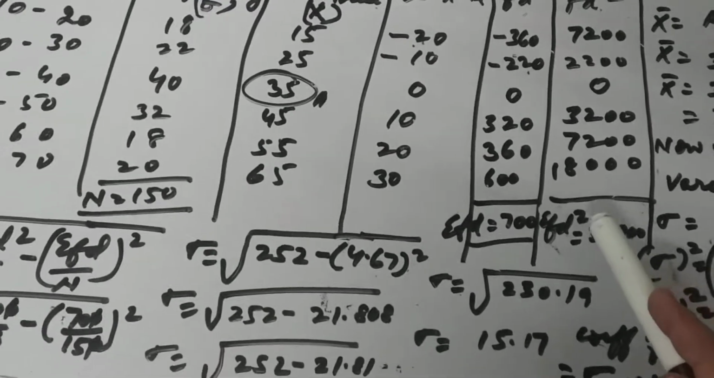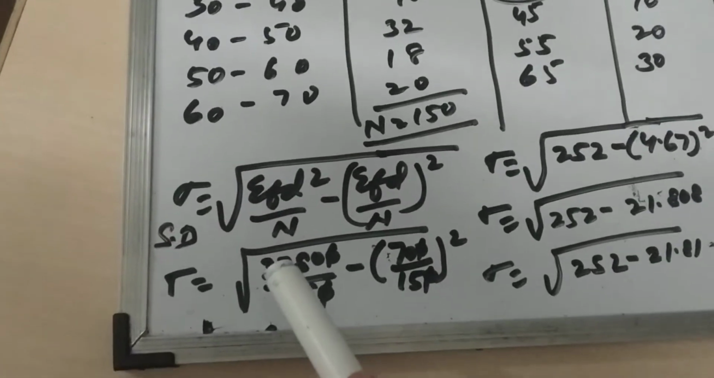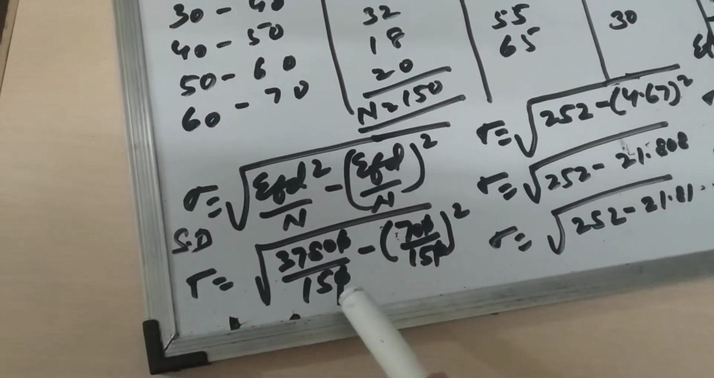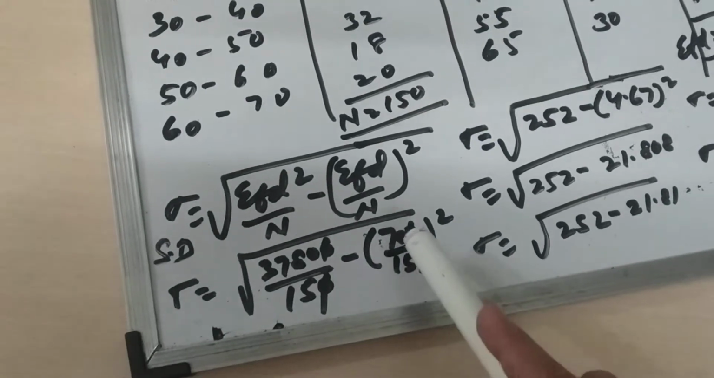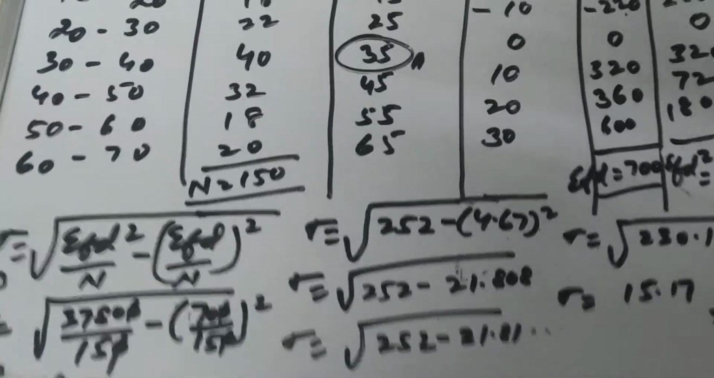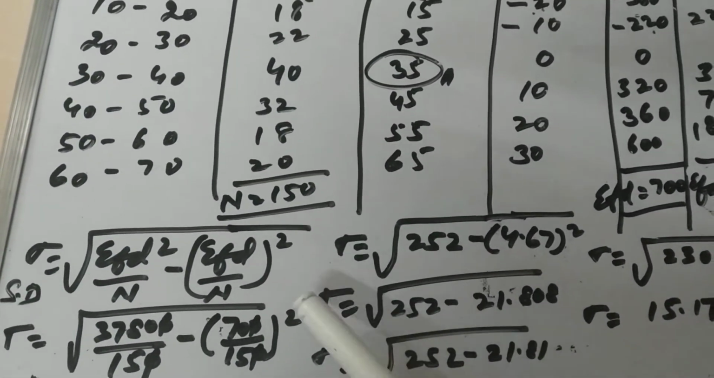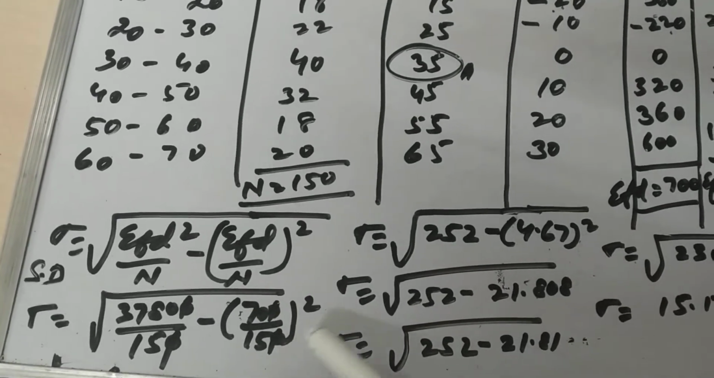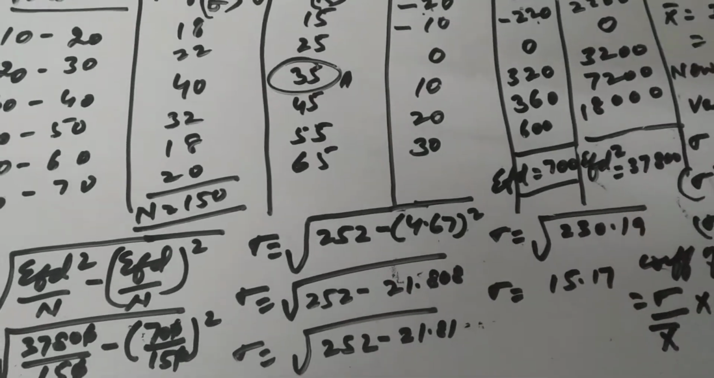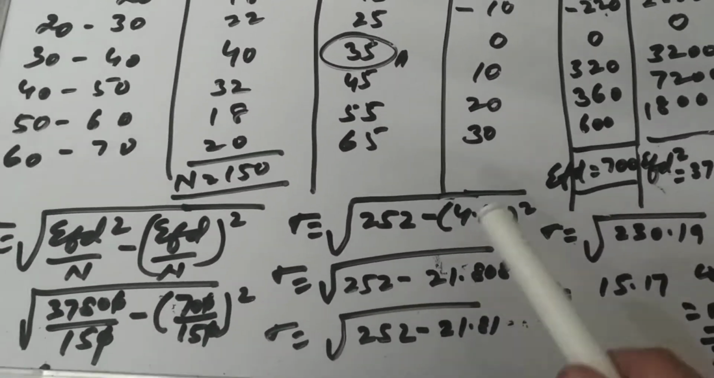Alright. Now there is a simple thing which is to be done, and this simple thing is that you have to put these values into the formula. So 37,800 upon 150 minus 700 upon 150 whole square. After calculation, this comes out to be 252, and when you divide 700 by 150 you get 4.67, and you have to square it up, so 4.67 whole square.